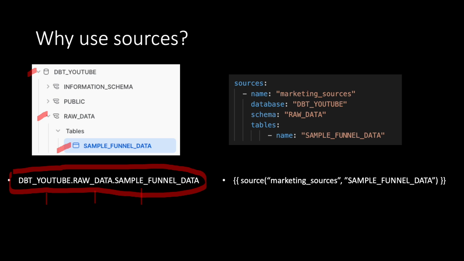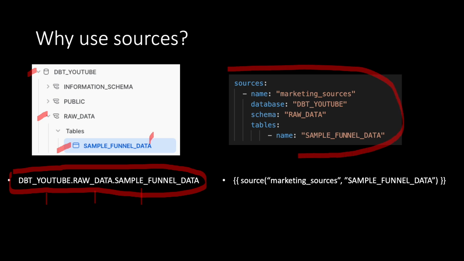However, imagine a scenario where this name will change for any reason. Then I have to manually go into all the models that use this in the from clause and change it myself. One or two tables is not going to be an issue, but imagine a scenario where I have to change it for 100 tables or 1,000 tables. So this is why we want to use sources.